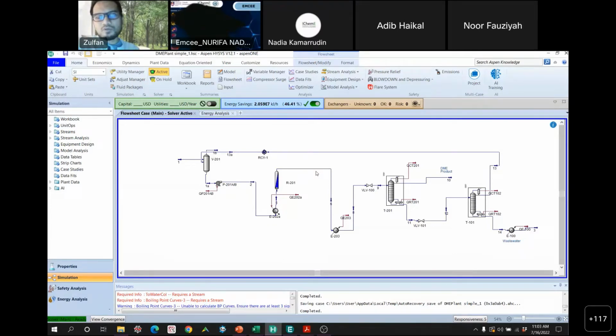Once you know the properties, one of the properties is the boiling point, and then you can sort them from the lowest boiling point to the highest boiling point, and you will know that DME is the one with the lowest boiling point. So it goes to the first column, and you know that DME is going to go up over here.